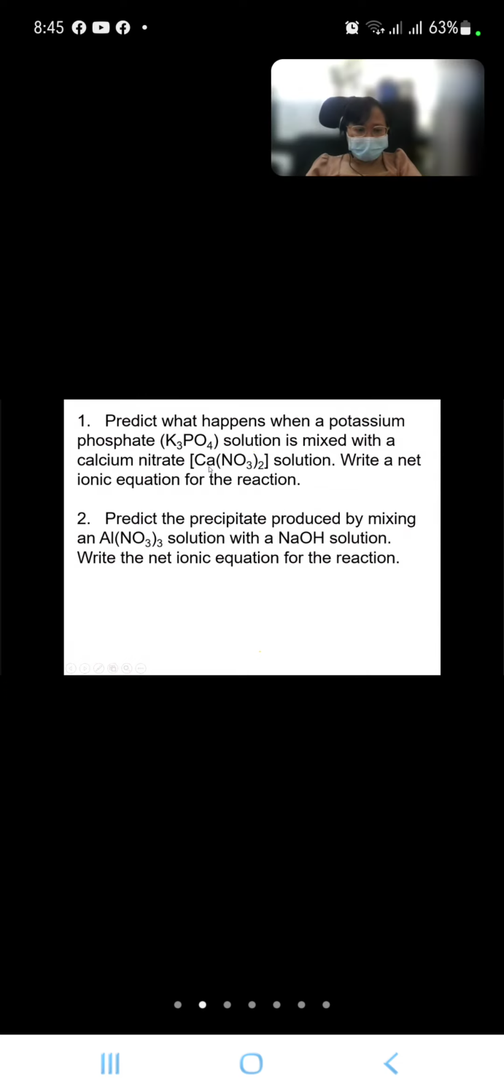Sige. Can you answer this? Potassium phosphate is mixed with calcium nitrate. Then the other one is a mixture of aluminum nitrate and sodium hydroxide. Sige, you try.